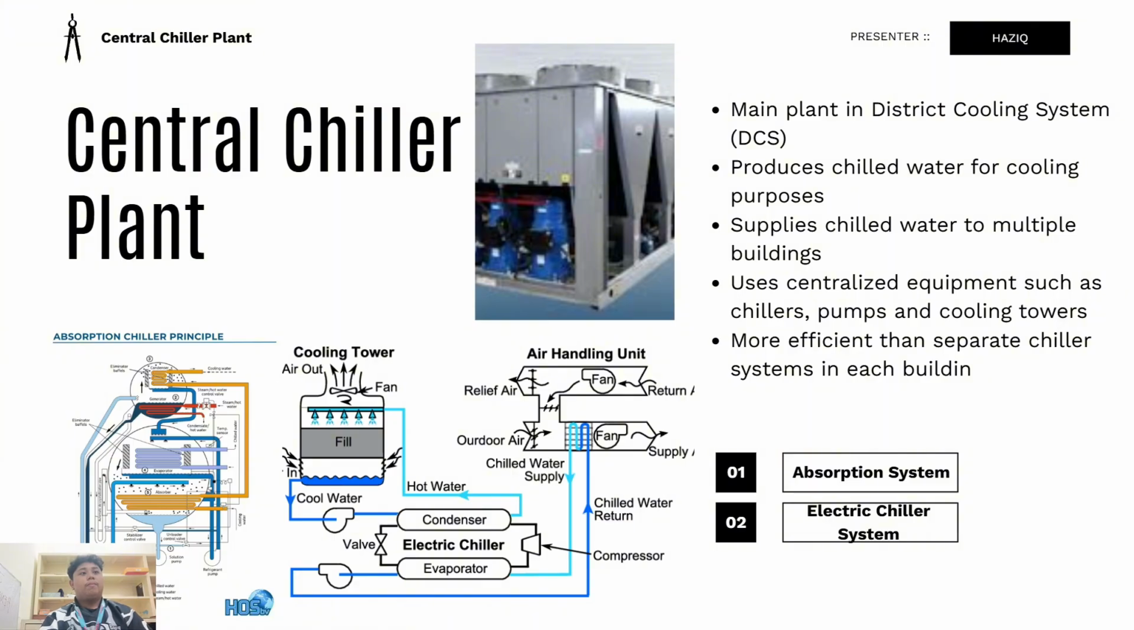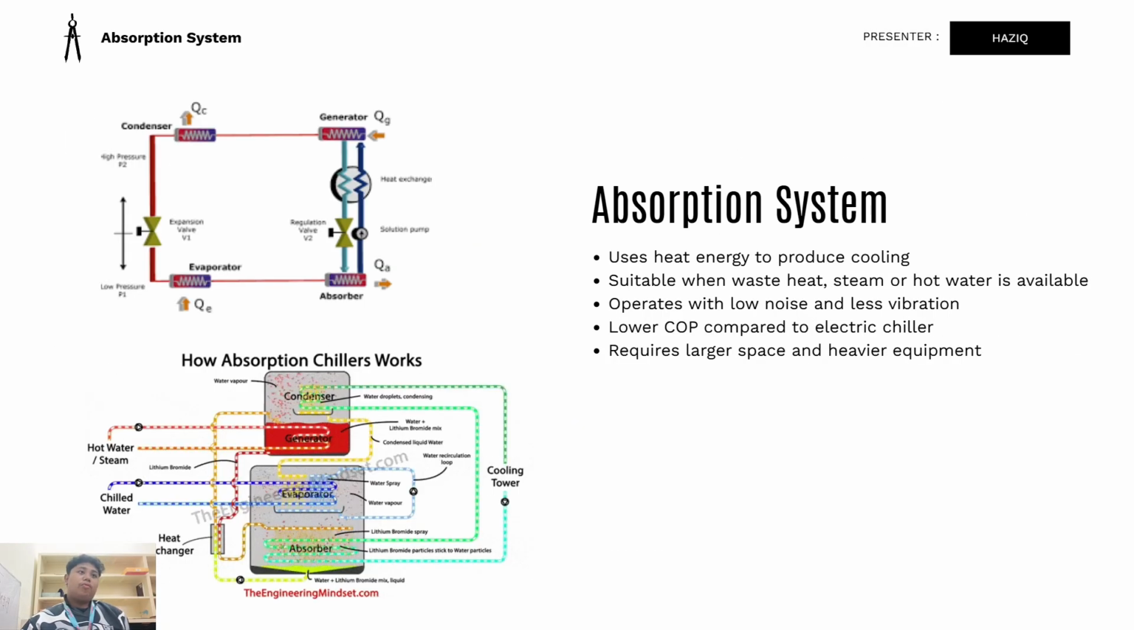In addition, the central chiller plant can use water-cooled chillers, cooling towers, pumps, and other equipment to remove heat effectively. So the central chiller plant is split into two systems, where the first system is the absorption system and the second one is the electric chiller system.